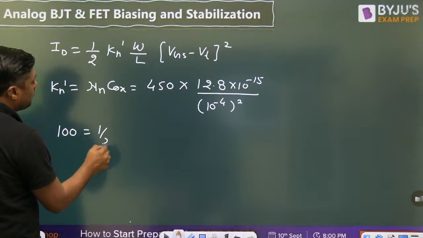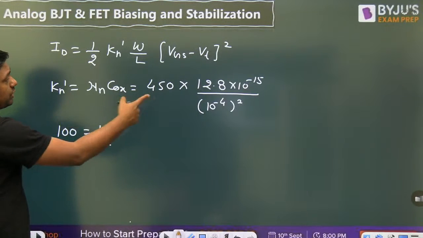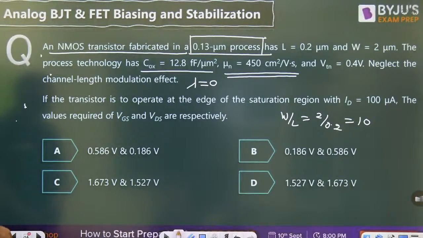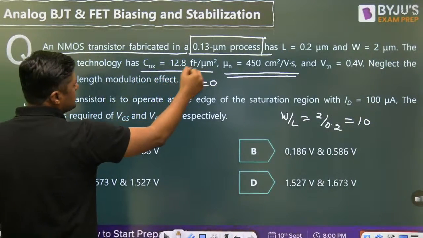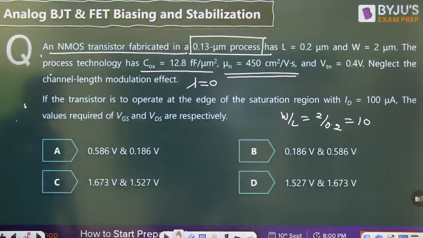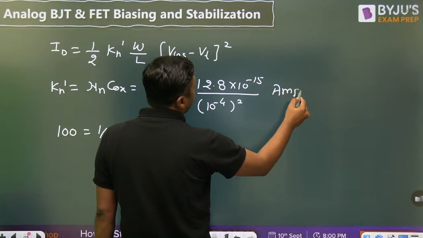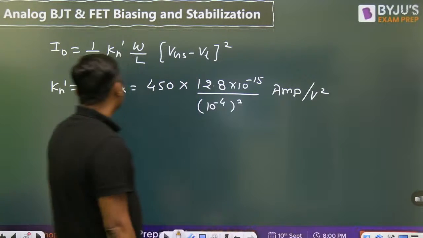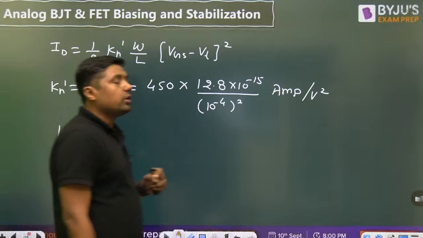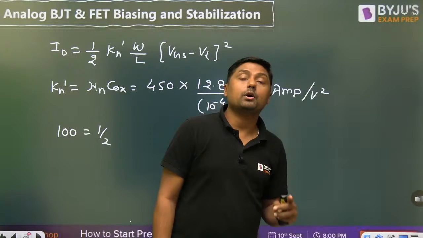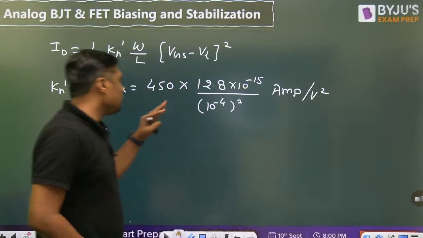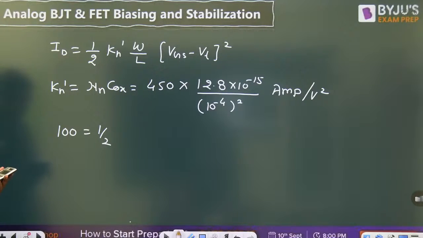Is equal to half of. When I am asking about the K and S, what is the unit of the K and S? Remember, when we are converting, it is 450 centimeter square per volt second. Then the current unit is ampere per volt square. If it is ampere per volt square, it will not work. You have to convert it into microampere per volt square. Everyone give me the answer. What is the answer for this question?